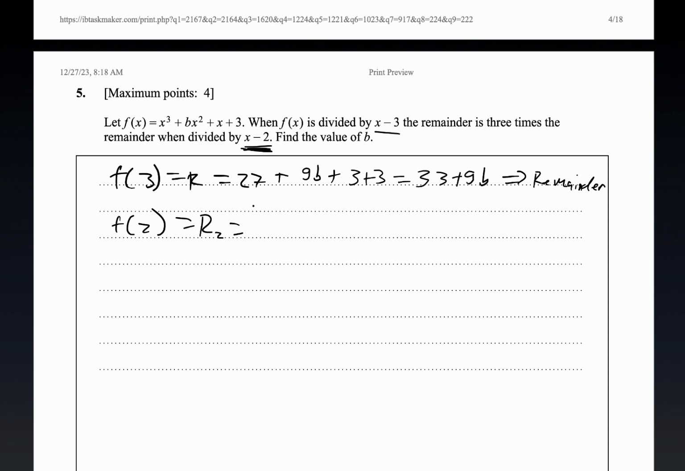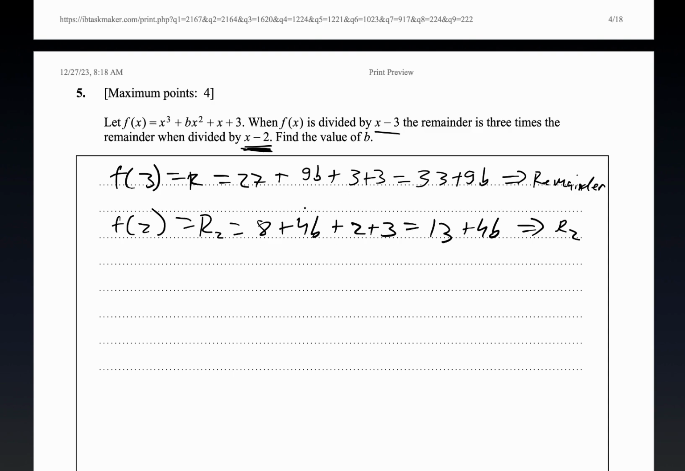Okay, this second remainder when we divide it by something different. So this is 2 cubed, which is 8, plus 4b plus 2 plus 3, which is 5, plus 8, which is 13. So 13 plus 4b. Okay, this is our remainder 2.